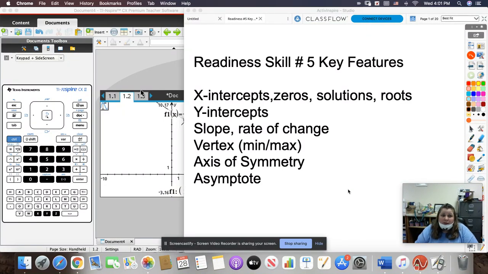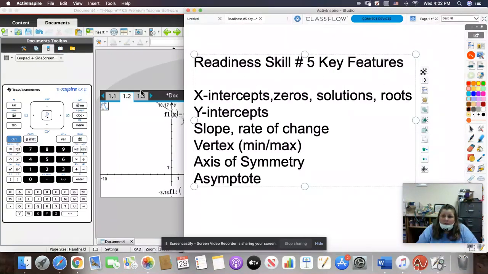Hello, this is Miss Crocker again, and now we are on readiness skill number 5. So you've made it through all the calculator skills now. The first 4 readiness skills, we have 2 readiness skills left, 5 and 6, and they're going to kind of overlap each other in a certain way. And this is key features of a graph.